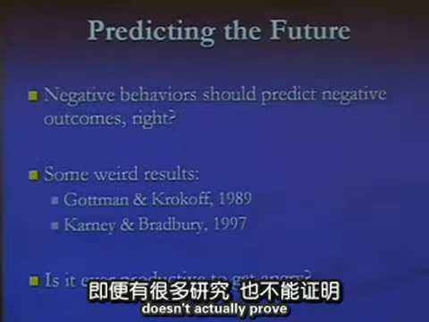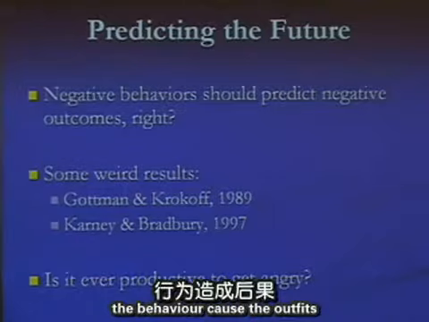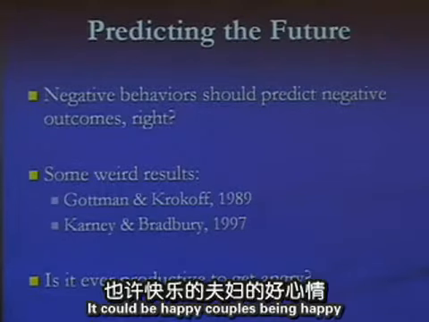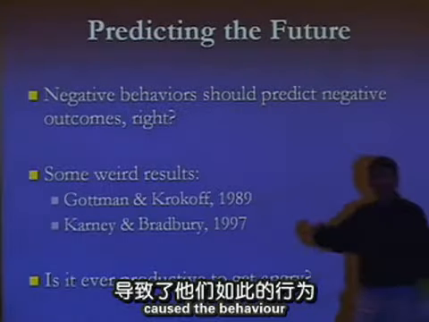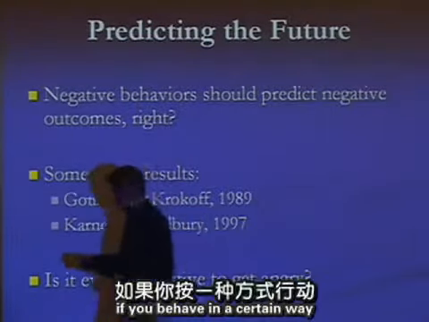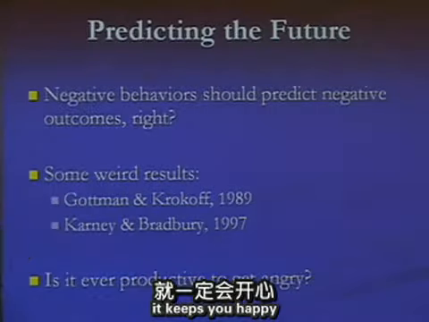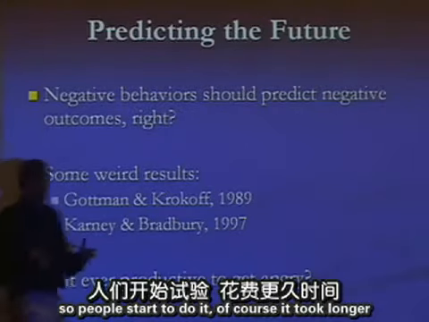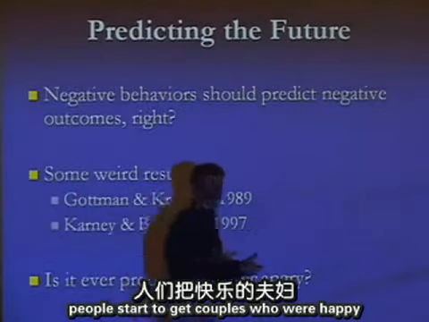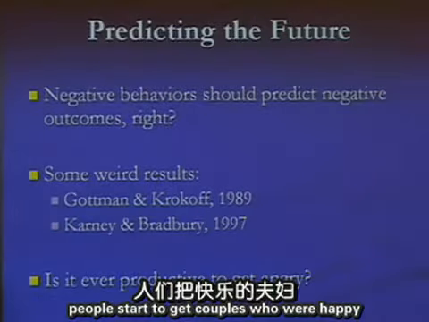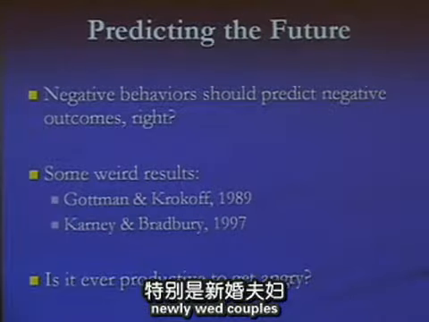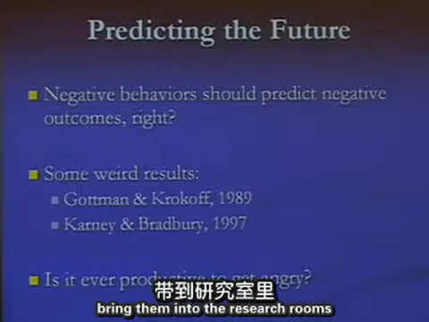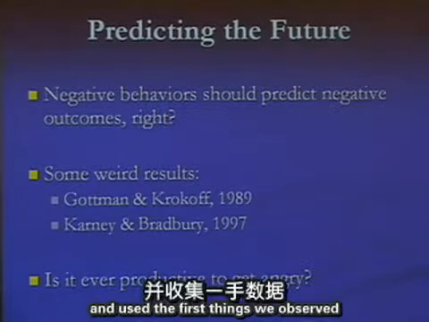The problem is that the cross-sectional research doesn't actually prove that the behaviors cause the outcomes. Right? It could be that happy couples being happy causes the behavior. They hadn't actually proved that if you behave a certain way, that keeps you happy. To do that, you had to do longitudinal research. So people started to do it. Of course, it took longer. But people started to get couples who were happy, newlywed couples, bring them into the research rooms, and observe them. And here's the first thing they observed.